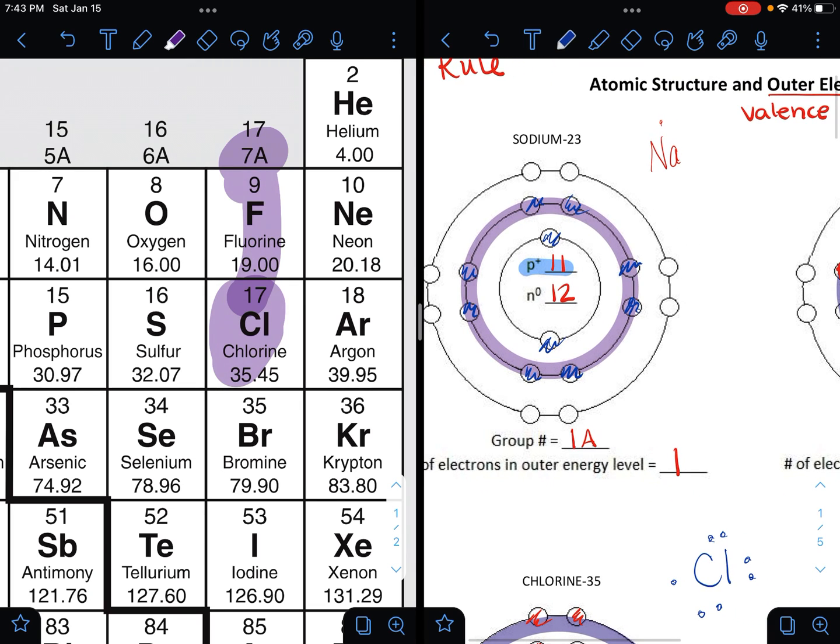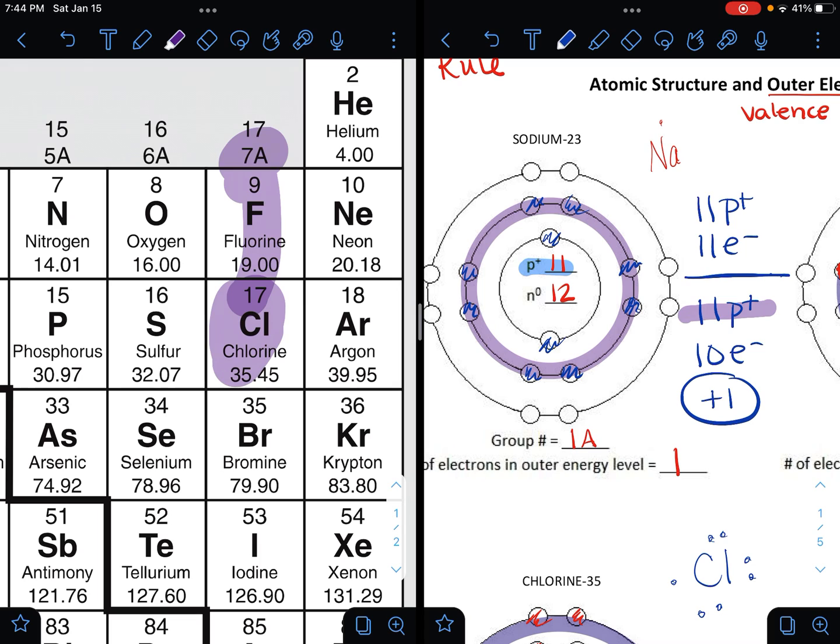So just like we did last time, let's take a look at how many protons and electrons we now have. So originally sodium had 11 protons and 11 electrons, and it was neutral. But in order to satisfy the octet rule, it lost an electron. So it still has 11 protons, but now it has 10 electrons. So now we can see there's more positive than there is negative. There's 11 protons and only 10 electrons. And therefore, our charge is now positive 1.